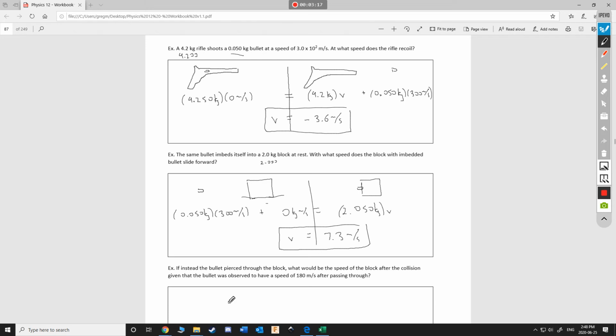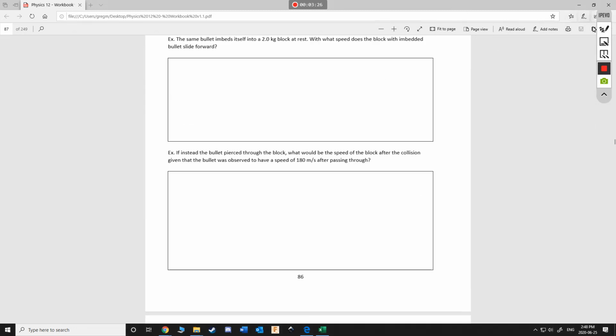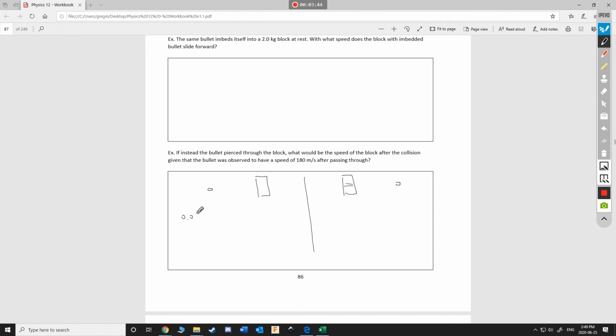The next one is, what happens if instead the bullet pierced the block and the bullet was measured to have a speed of 180 after passing through? So for this one, again, we have that bullet, and we have a block. And afterwards, there's now a hole in it probably. Well, it has to be in the block. So assuming the mass of the block is still the same, initially we have that 0.050 kilogram bullet traveling at 300 meters per second.